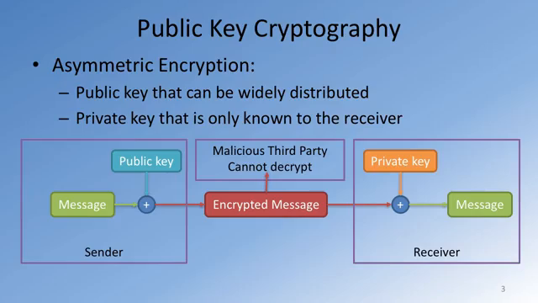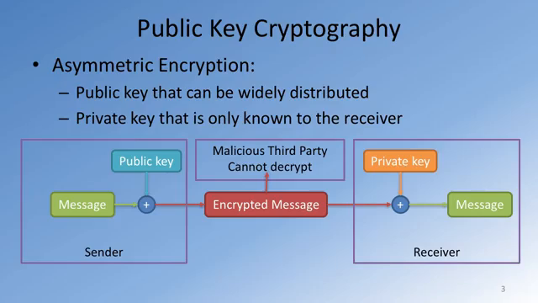So when somebody wants to send a message to you, they're going to use your public key to encrypt the message. So if a sender here wants to send the message to the receiver, then the sender will use the public key of the receiver to encrypt the message on the sender side using the encryption algorithm. Now, once the encrypted message is sent across the insecure channel to the receiver side, the receiver will then use the private key that only the receiver knows in order to decrypt.